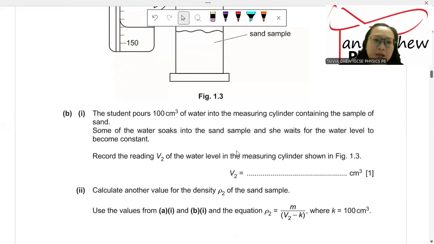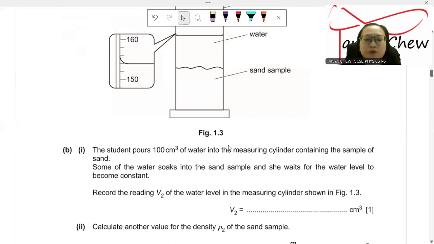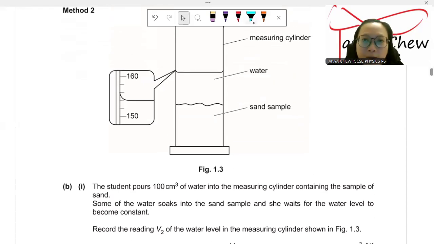Method 2, B part 1. The student pours 100 cm3 of water into the measuring cylinder containing the sample of sand. Some of the water soaks into the sand sample and she waits for the water level to become constant first. That is good. Record the reading V2 of the water level in the measuring cylinder shown in Fig 1.3. Now, they make it larger for us. Could you see that? This is a curved line over here. It is a curve, then it is a horizontal line.